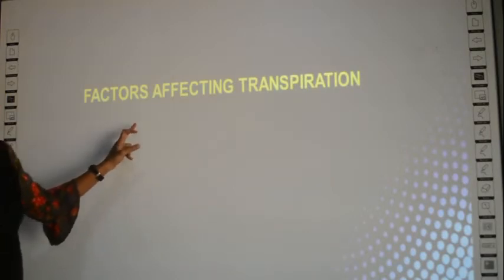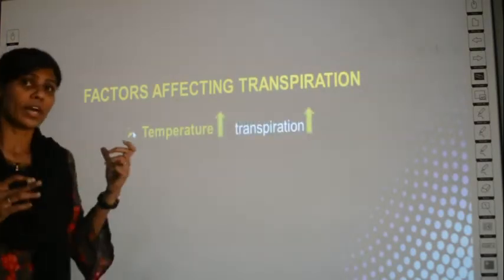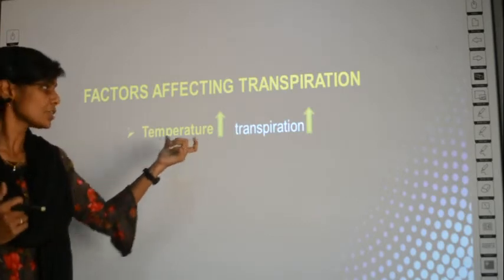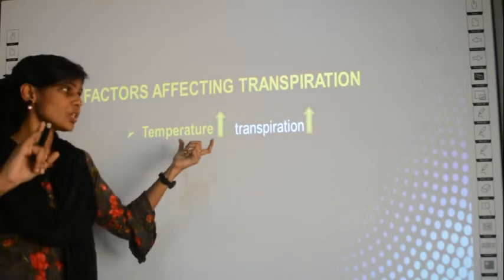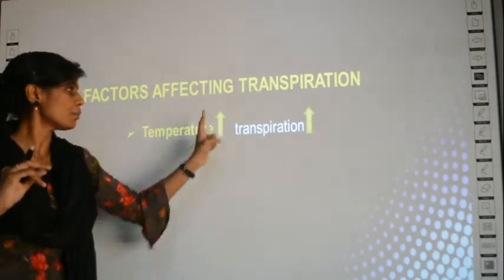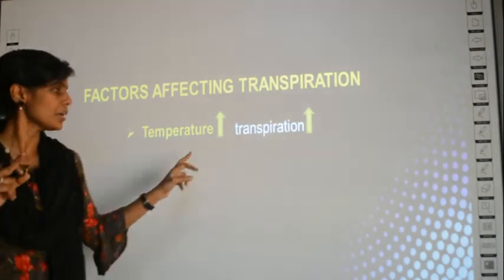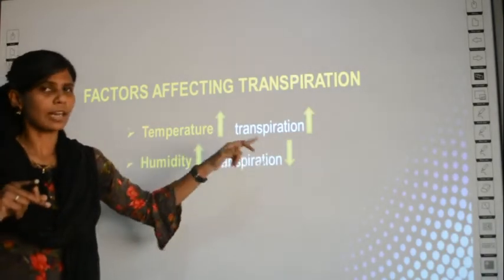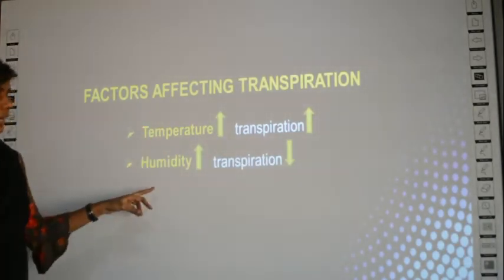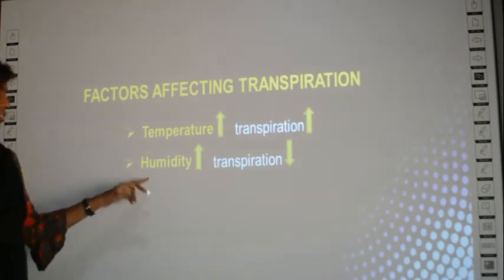What are the factors affecting transpiration? There are many factors. You have to learn this also. Whenever temperature is high, transpiration is high. Upward arrow mark denotes high. Okay, so whenever humidity is high, transpiration is low. Like a formula, you have to learn this, or with concepts also you can remember.